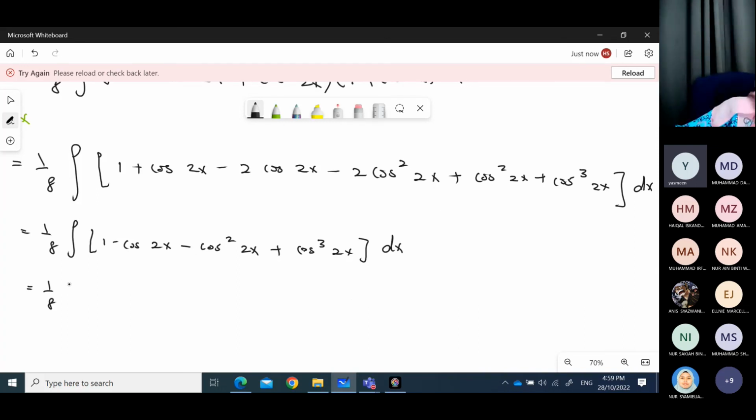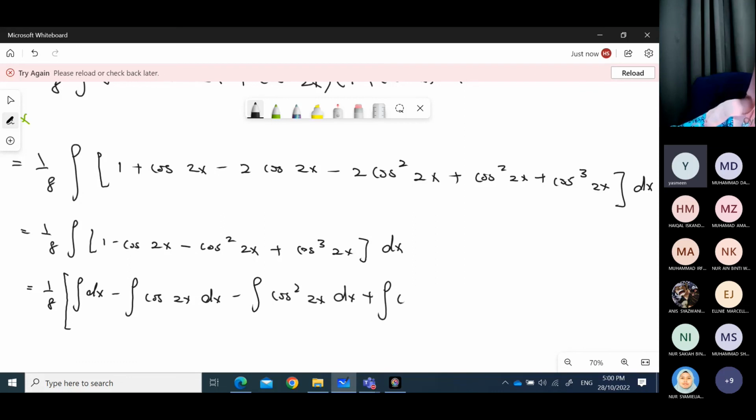Okay, so 1 over 8 integral of multiply. 1 times dx, we have dx minus cosine 2x times dx, we have negative cosine 2x dx. So minus integral of cosine squared 2x times dx, we have cosine squared 2x dx. And then plus cosine cube 2x dx.